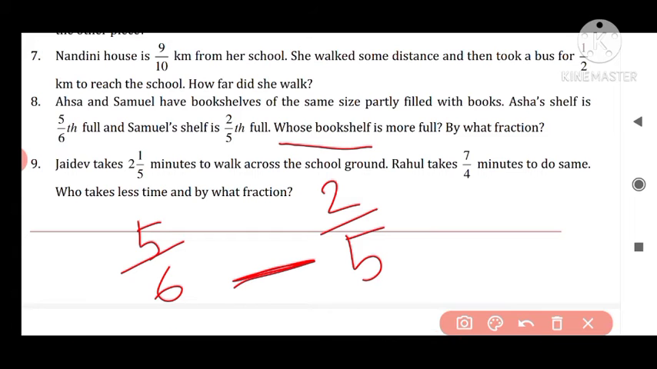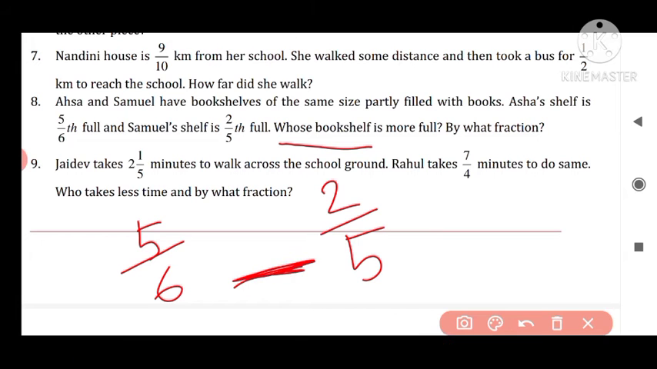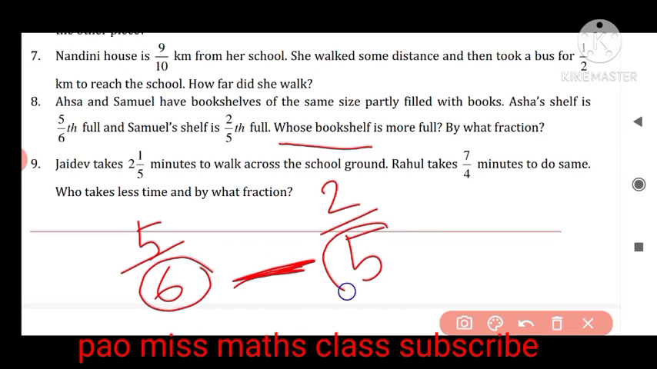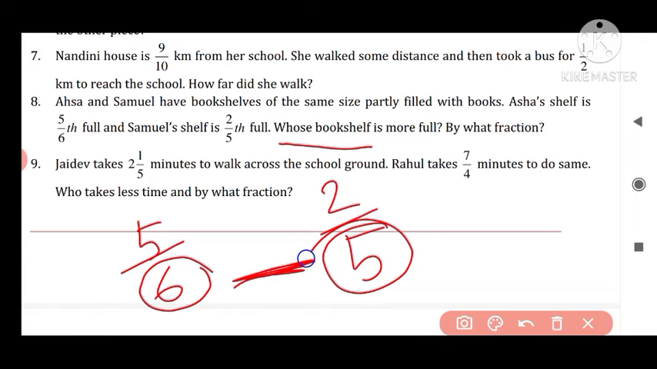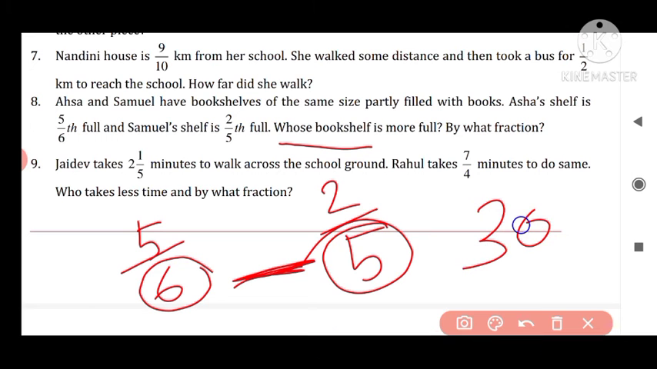Whose bookshelf is more full and by how much? So how to compare this? We have to convert this into a like fraction, which means we have to find the LCM. So the LCM of 6 and 5 will be what? 30, isn't it? So you have to convert all these fractions into 30.